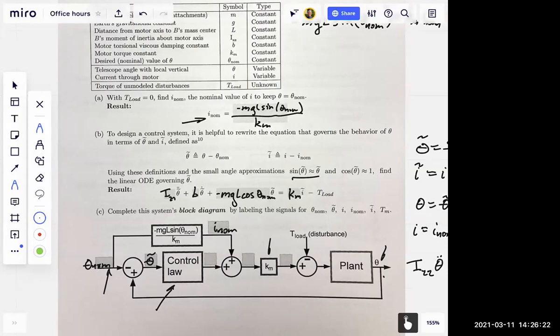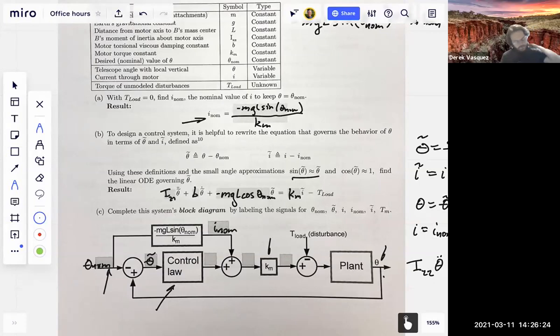Would it be some type of current? It would be the type of current. Very good. So it's actually going to be I tilde. So in this case, we have theta nominal and we have an I nominal. If we give a theta tilde, which is our error in theta, we're going to get back our error in current. So I tilde is correct.